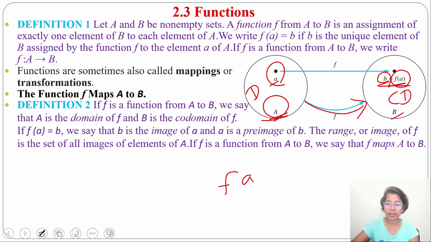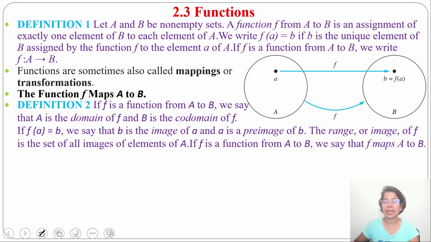And if f of a equals b, then this b is the image and a is called the preimage of b. The range or image of f is the set of all images of elements of set A. So the set of all images is called the range. If f is a function from A to B, we say that f maps A to B. So set A is called the domain, set B is called the codomain. If f of a equals b, b is called the image and a is called the preimage, and the set of images is called the range. And we can say f maps A to B.